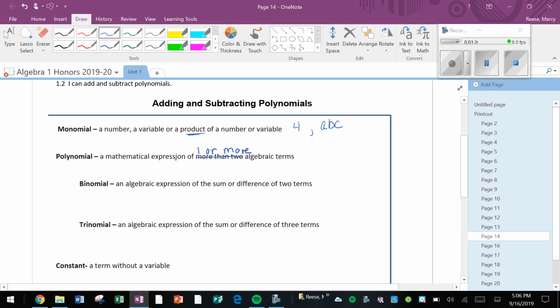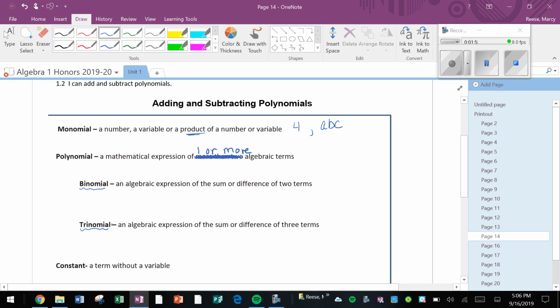A polynomial, and I'm going to change this vocabulary just a little bit. There are a couple definitions out there on polynomials, and I think I like this one better. I'm not married to the one that I wrote on yours. So the polynomial that I have is defined as a mathematical expression of one or more algebraic terms. So a monomial is a polynomial, okay? And then there are two very specific types, called a binomial or a trinomial.